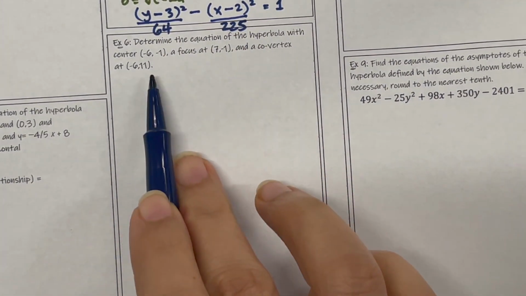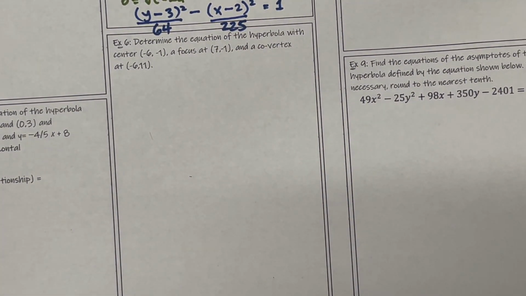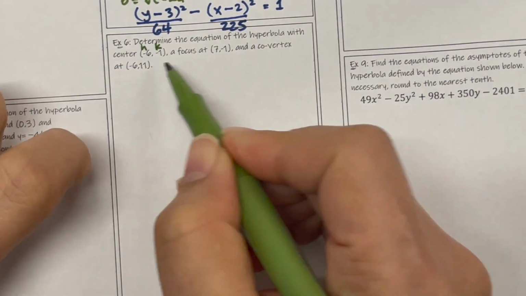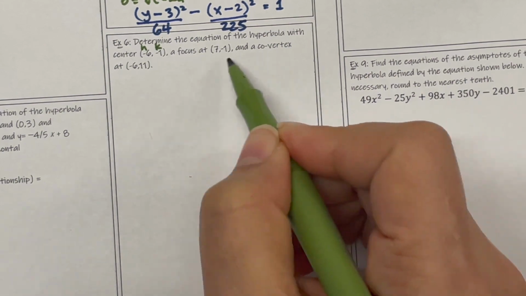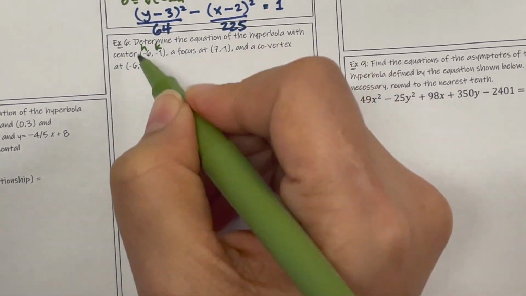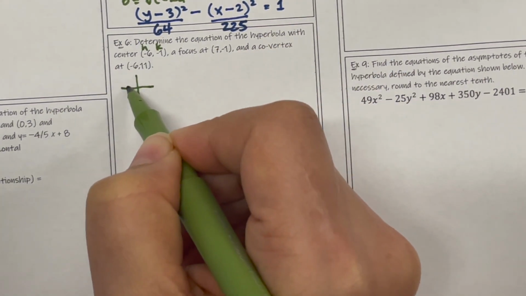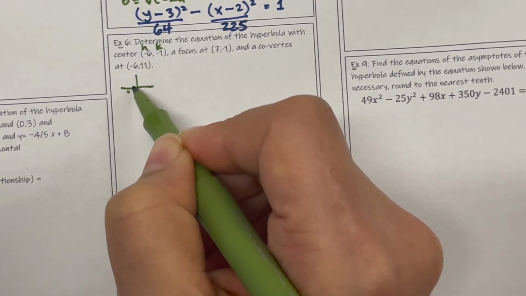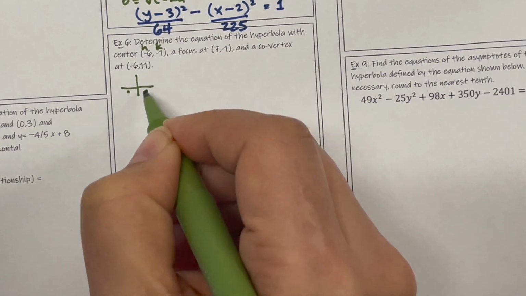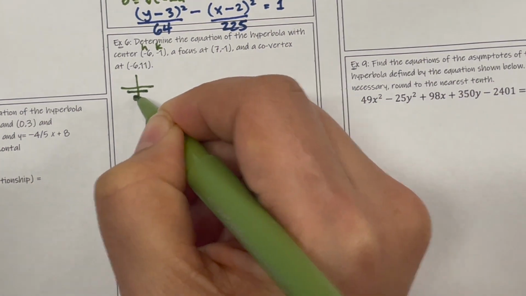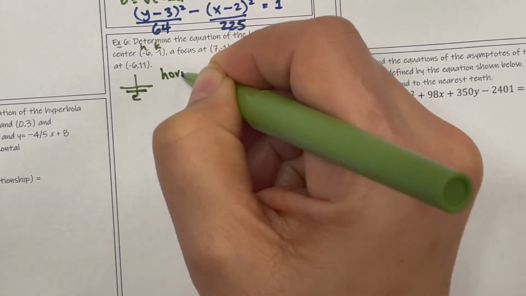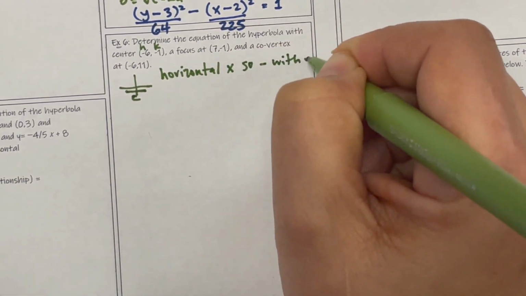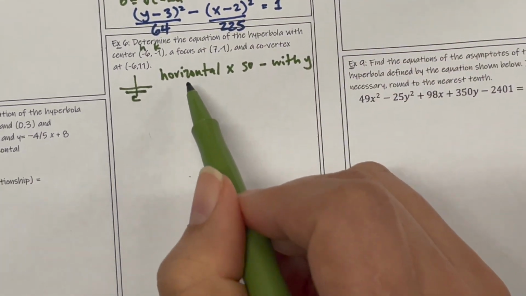I'll do one side, you do the other. Now you're given the center, a focus, and a co-vertex. Again, you start off with my center, h and k. What else am I given? The focus, and remember, the focus is on the same line as your main axis. That's my center, and my focus is about here. This is horizontal, which means horizontal x, so I'm going to think opposite. My negative goes with my y. You kind of just rough sketch it so you can see.